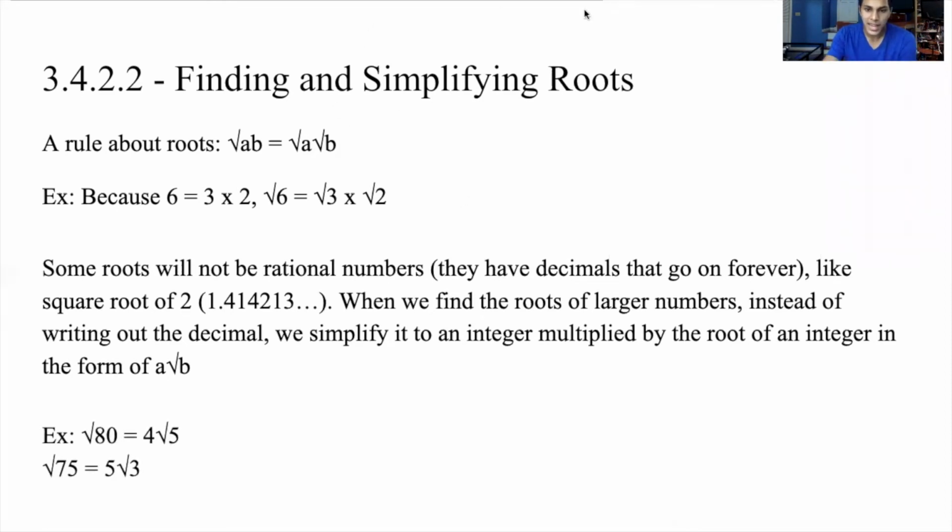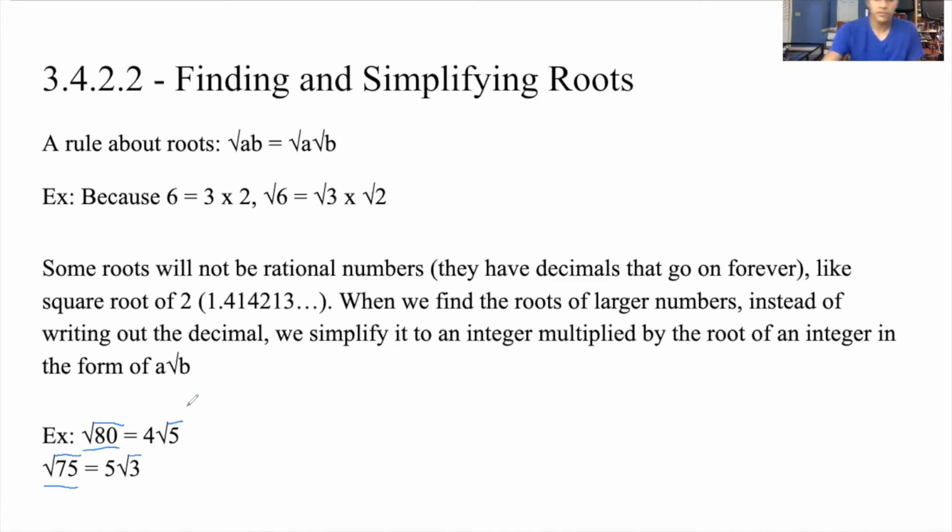Since 80 and 75 are both not perfect squares, when you find the square root of them, they're going to equal irrational numbers. So instead of writing out those irrational numbers, we simplify it like this. We can say the square root of 80 equals 4 times the square root of 5, and the square root of 75 equals 5 times the square root of 3.